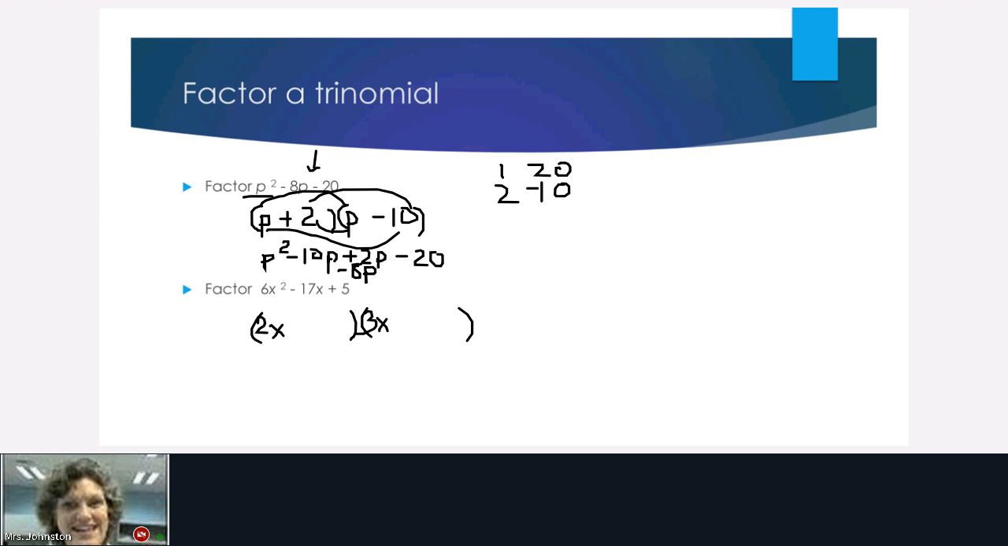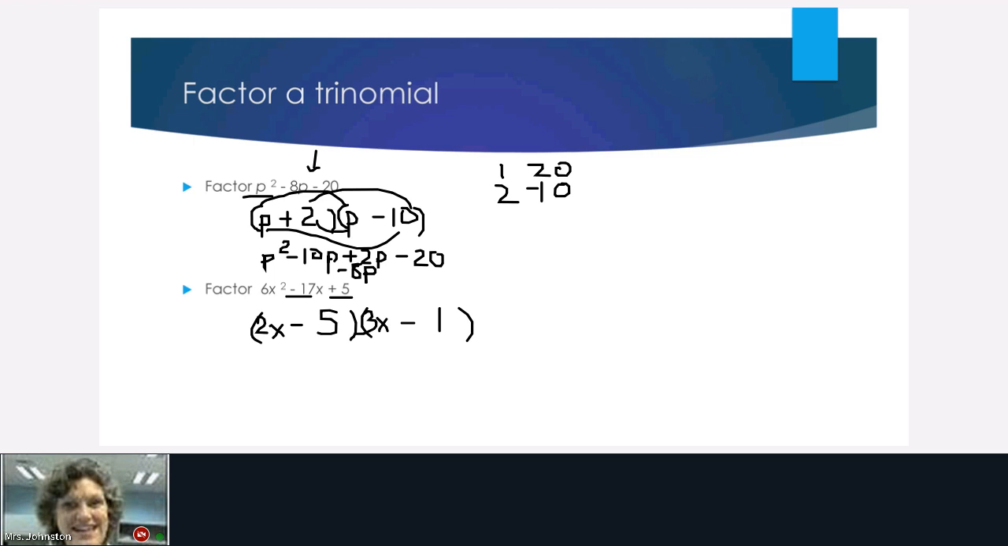Because the last number is positive, I know that both of my signs will be the same, but the middle one is minus, so both of these are going to have a minus sign. Now I'm looking for factors of 5. Well, luckily the only choices I have are 5 and 1. But I don't know which one is going to take the 5 and which one's going to take the 1. So let me just put some in and do a little guessing and checking.